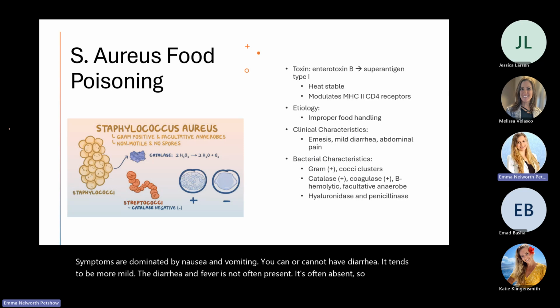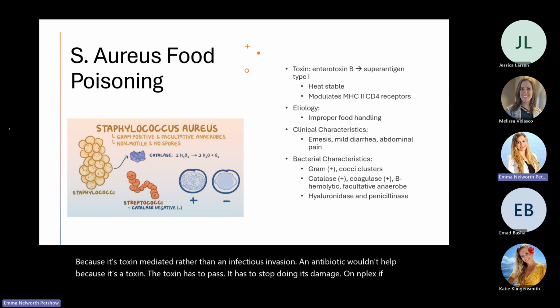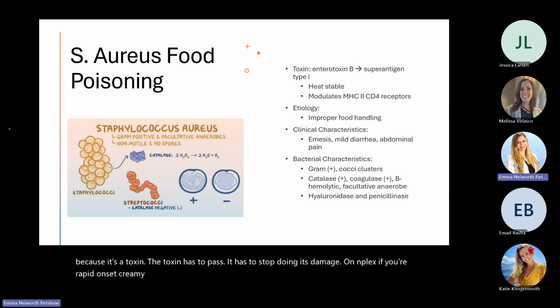Because it's toxin mediated rather than an infectious invasion, an antibiotic wouldn't help. The toxin has to pass, it has to stop doing its damage. On NPLEX, if you see rapid onset, creamy food, improperly stored meats, think Staph aureus. Okay, that's going to be your key.